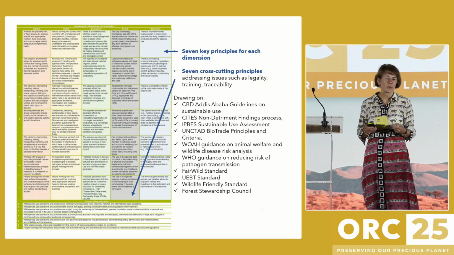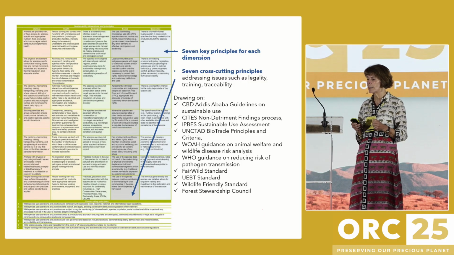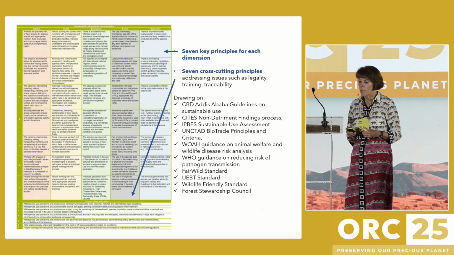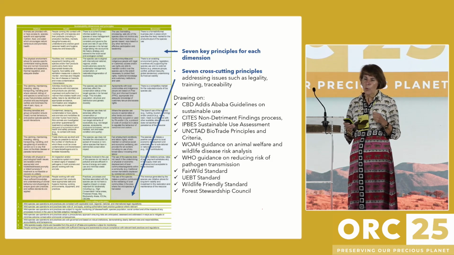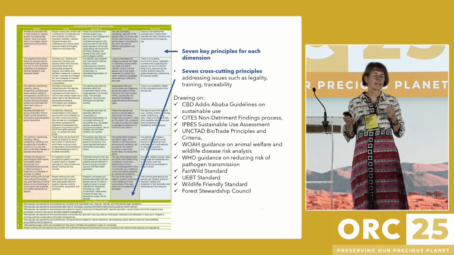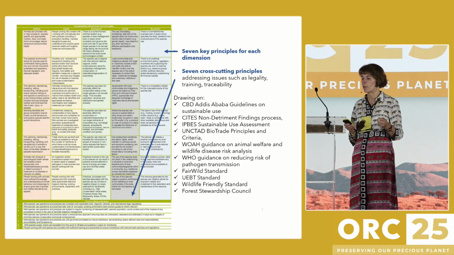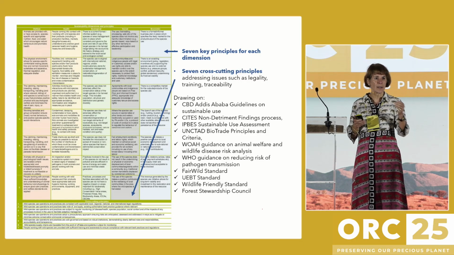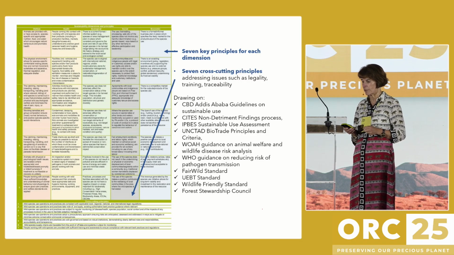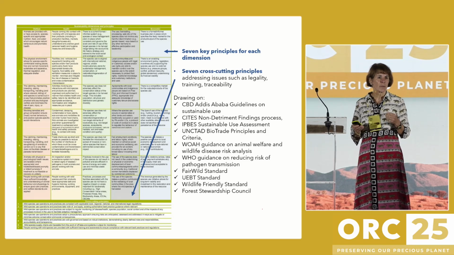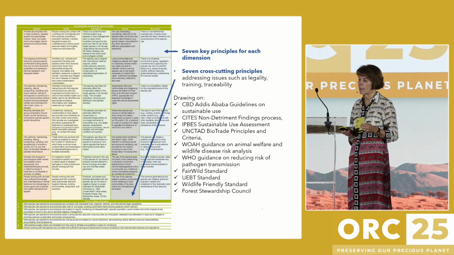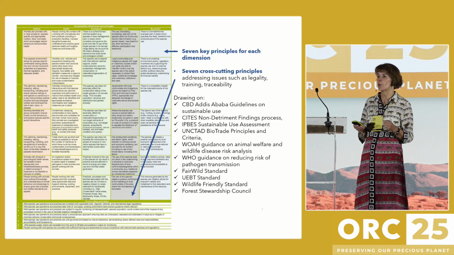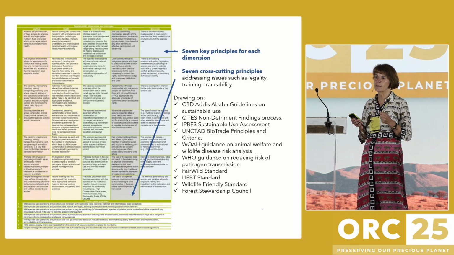What we did was conduct an extensive literature review where we looked at all the existing guidelines, standards and principles that we could find that related to one or more of these 5 dimensions that we had identified. Examples of information that we looked at were things like the CITES non-detriment findings guidance.